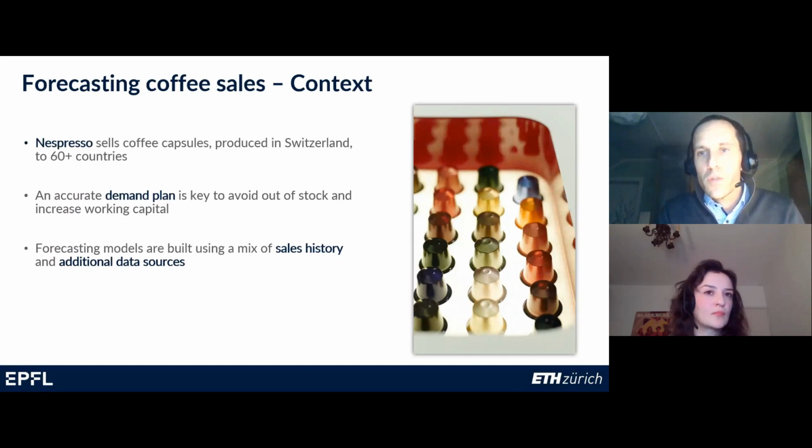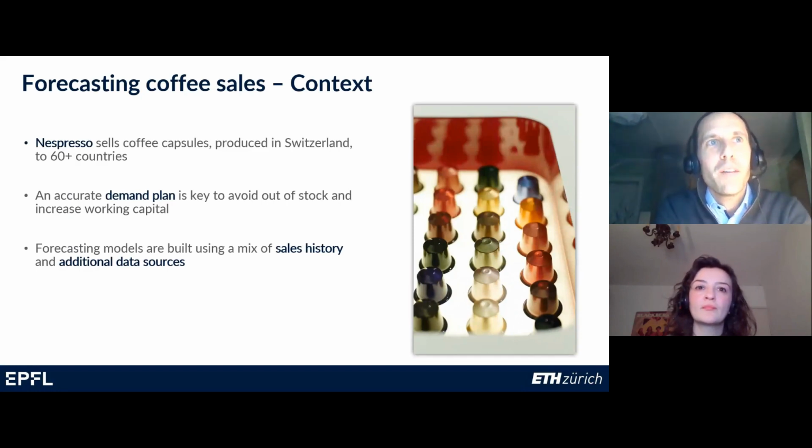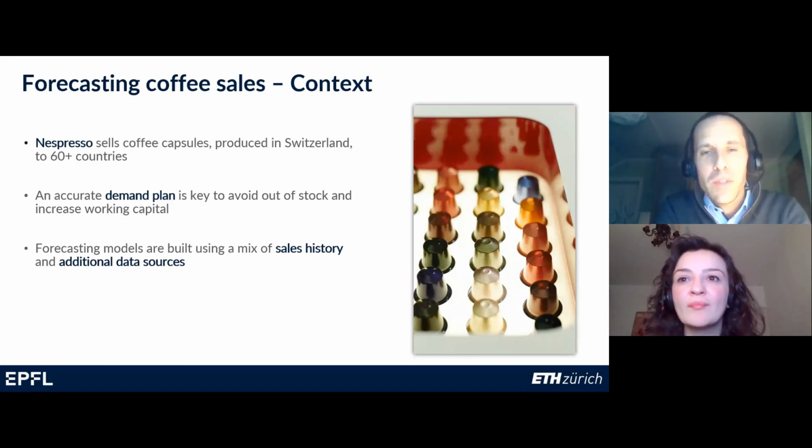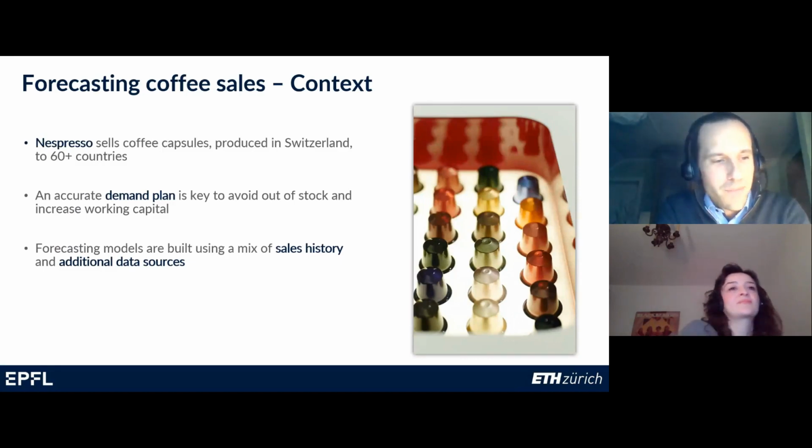but also some additional data sources. And I'm curious to know if you have any ideas or suggestions: what kind of data could we use to help improve the forecast in addition to the history of the coffee sales? Does anyone of you have a guess, an idea?